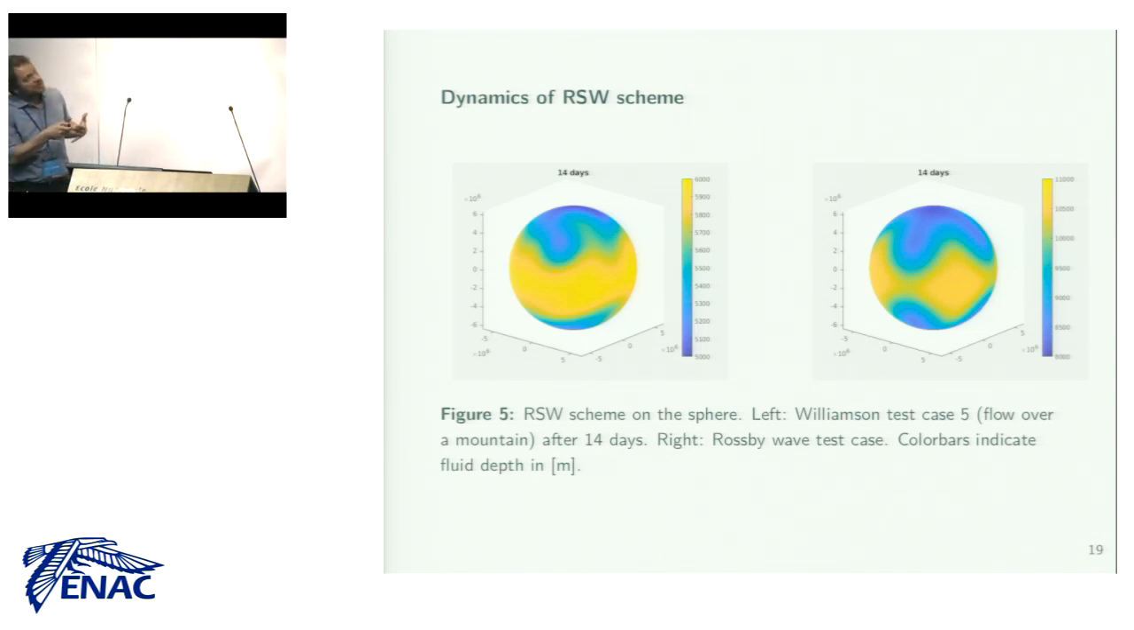And finally, the rotating shallow water. Here we have a large-scale flow. Here we have a mountain, and after 14 days, this large-scale flow pattern forms, and this agrees well with literature. And we also see that these large-scale Rossby waves transport our weather pattern over the globe. And this is also very well preserved, and this also agrees very well with the literature.